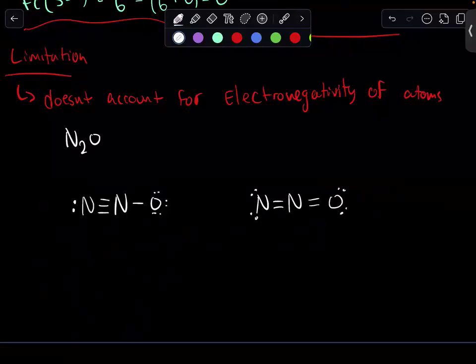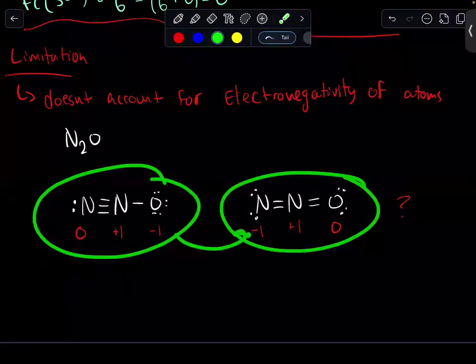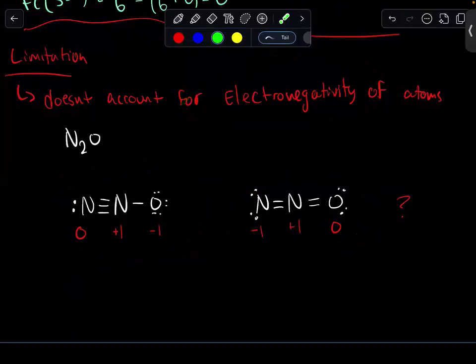Both are acceptable. They follow the general rules of Lewis diagrams. But when we calculate formal charge, we get a 0, a plus 1, and a minus 1. While on the other side, we get a minus 1, plus 1, and 0. So how do we know which is right? Because formal charge doesn't tell us how to differentiate between these two. It says both should be correct. So we have to account for electronegativity.